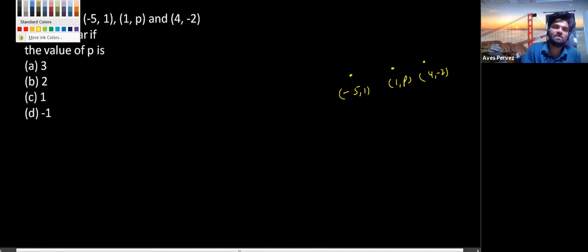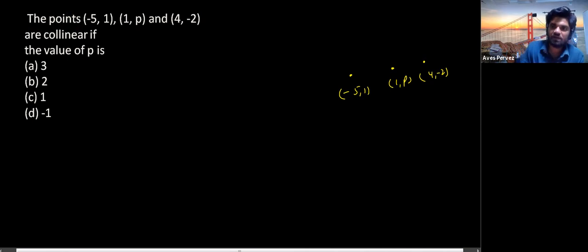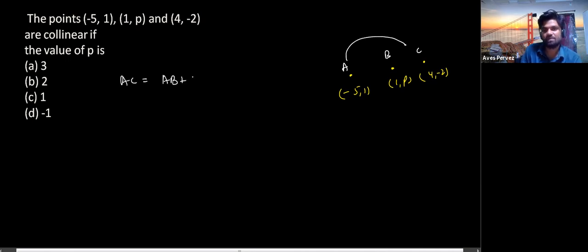How will you be able to solve this one? First, we will consider that this one is A, this one is B, and this one is C. We need to do this: the distance AC should be equal to AB plus BC. If this happens, we have the value of AC, and we can calculate the values of AB and BC in terms of p. Then we can easily solve this question. Calculate the distance of AC first. What would be the distance of AC?